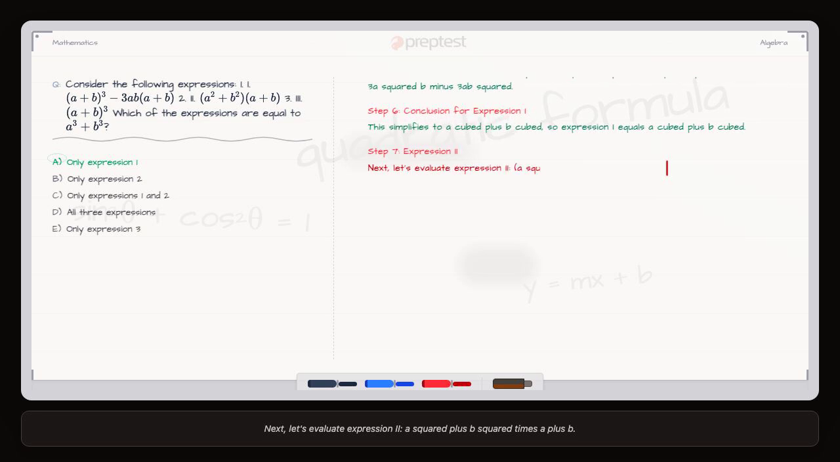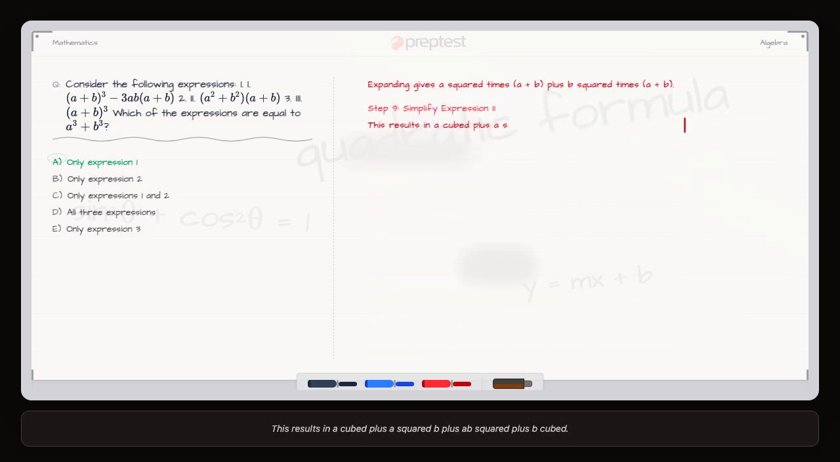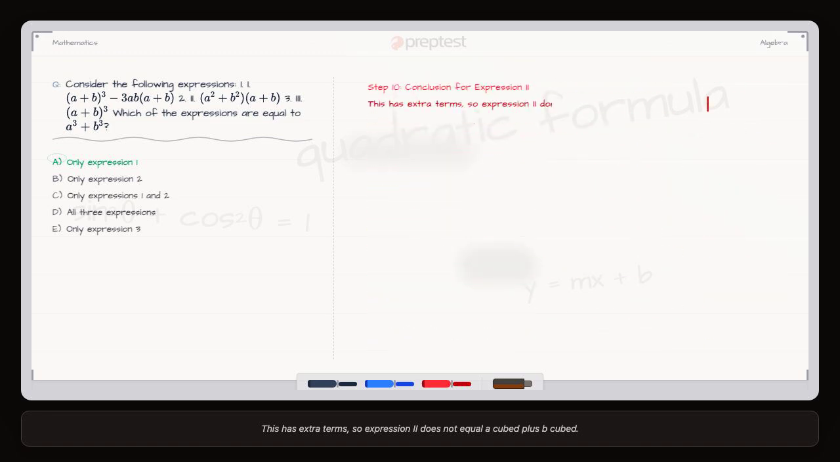Next, let's evaluate expression 2, (a squared plus b squared) times (a plus b). Expanding gives a squared times (a plus b) plus b squared times (a plus b). This results in a cubed plus a squared b plus ab squared plus b cubed. This has extra terms, so expression 2 does not equal a cubed plus b cubed.